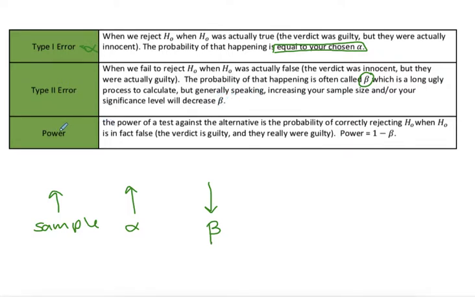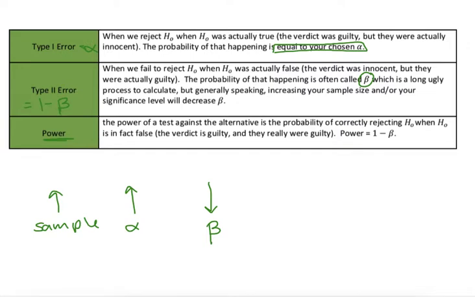And so when we think about beta, this is what's called power here. It's related to beta. The power of a test against the alternative is the probability of correctly rejecting the claim when the claim is in fact false. So the verdict is guilty when they really are guilty. Power is 1 minus beta. Okay, so it's the opposite of beta. You will not have to calculate beta, but if given beta, we need to be able to find the power.